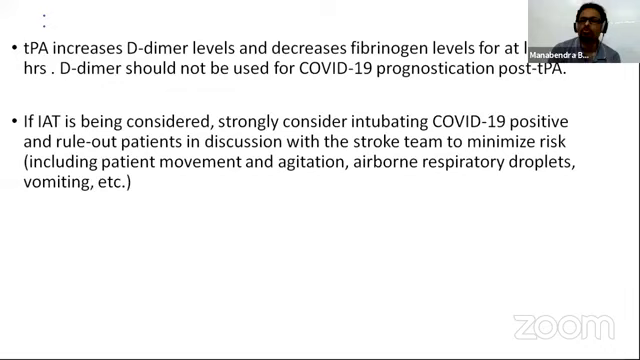But there is an important thing: if you use TPA, this TPA can cause a transient rise in the D-dimer. So in patients getting TPA, it is not necessarily true that serial D-dimer measurement has a prognostication effect.